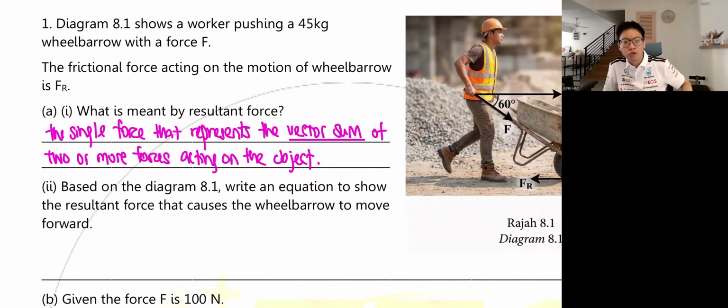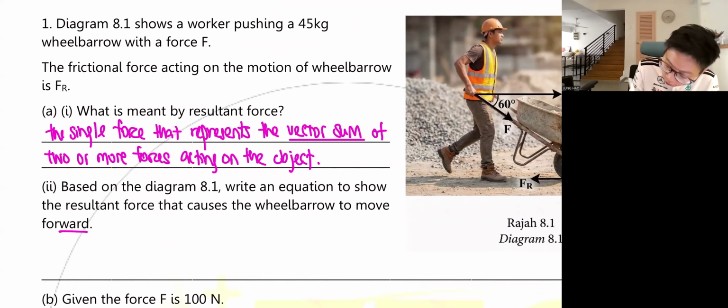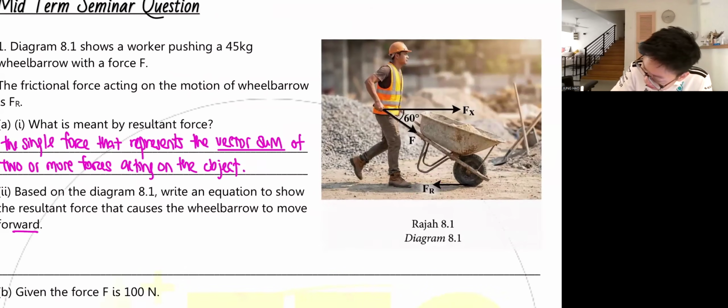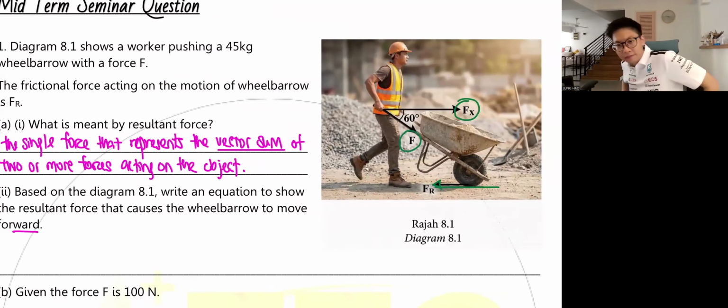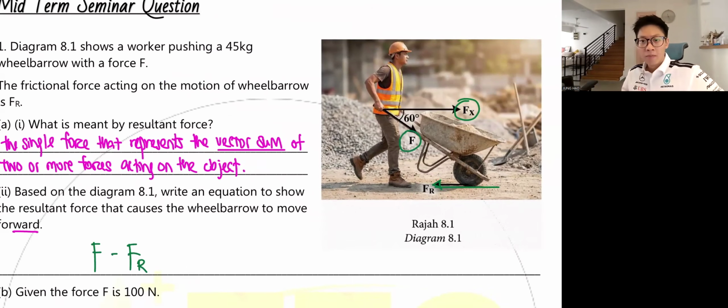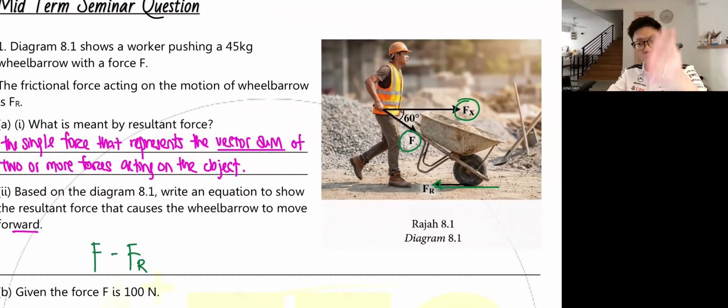Okay, write an equation to show the resultant force that causes the wheelbarrow to move forward. So if it moves forward, I'm looking at the forward part. I'm looking at the frictional force, which is acting horizontally here, okay? And then now I have F and I have Fx. So if I want to find the resultant force, can I write it this way? F minus Fr. Can? You take the force, you minus the friction, so F minus Fr.